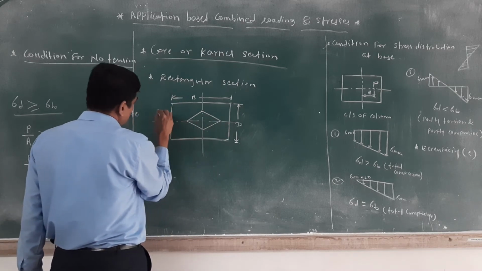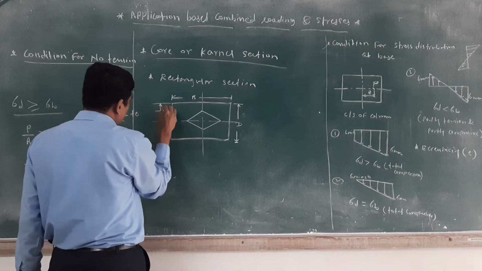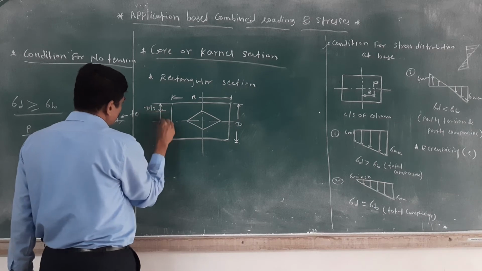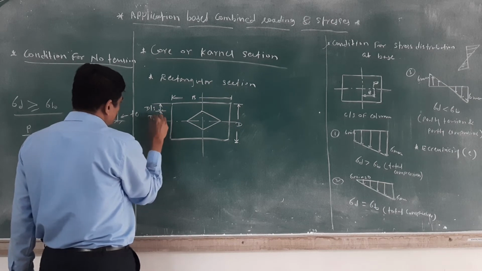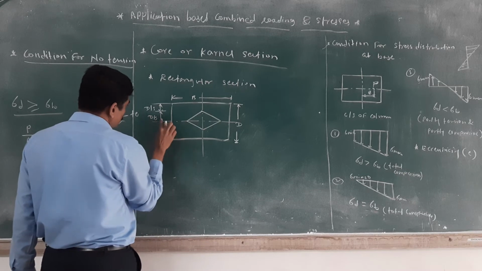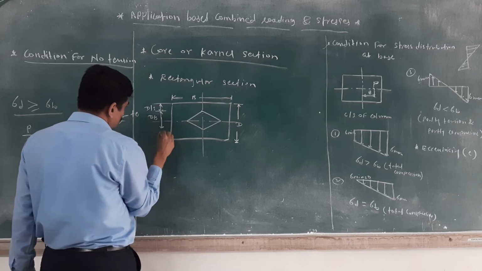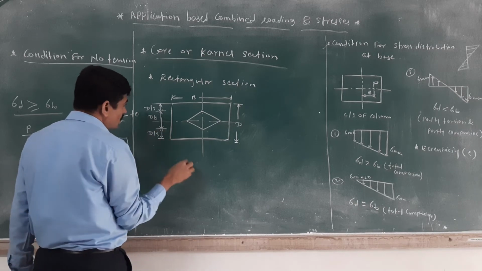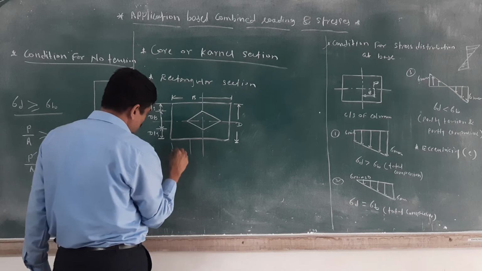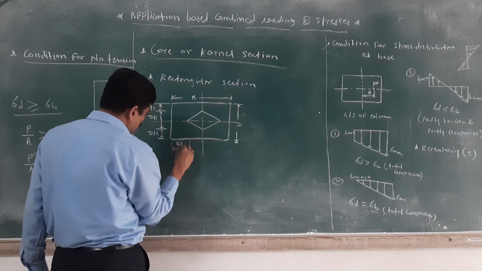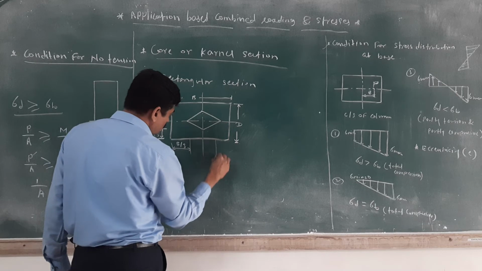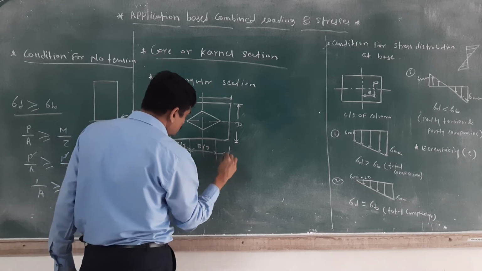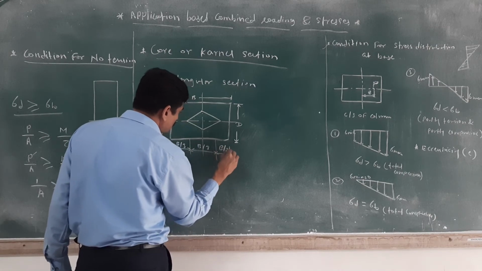Okay, we have to calculate this. I will divide it into three parts, D by 3. Again here D by 3, and from this to this the remaining distance is D by 3. Similar way for the base, this distance is D by 3. Then this one is again D by 3. The remaining distance is D by 3.